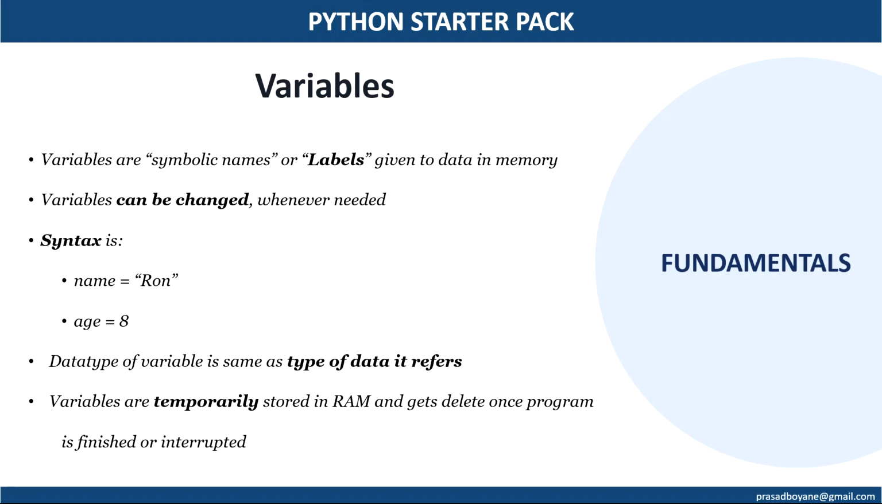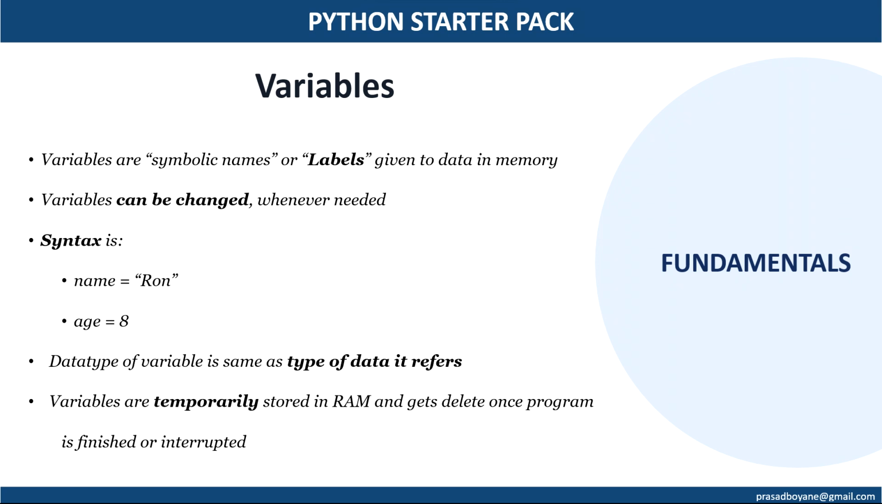In a nutshell, what are variables? There are basically 5 points. First, variables are symbolic names or labels given to data in memory. What is memory? Memory is nothing but RAM, where data is temporarily stored. If we want to store any data, or refer to any data again and again without calling the actual value, we can give it a symbolic name or a variable, and we can call or print that variable again and again. So it's good for reusability.